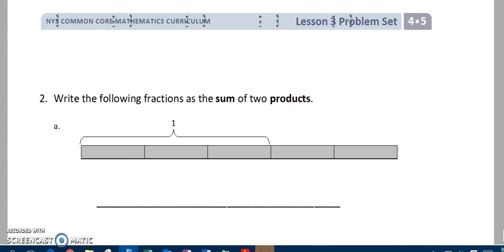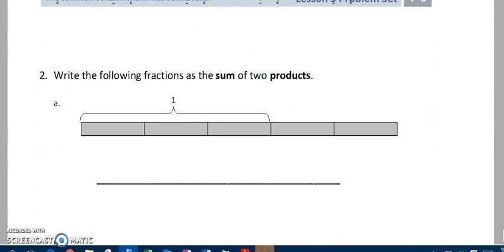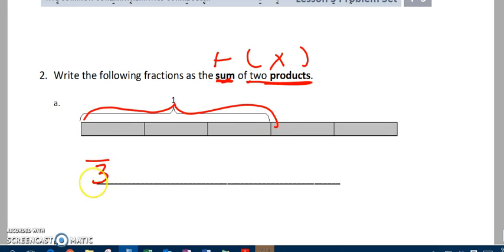Pause if you need to catch up. Now they're going to change it up a little bit. Now they're saying, write the following fractions as a sum of 2 products. So we have to add and we have to multiply. So first of all, let's figure out what fraction is shaded. How many are in the whole? 3. And how many are shaded? 1, 2, 3, 4, 5. So 5/3.